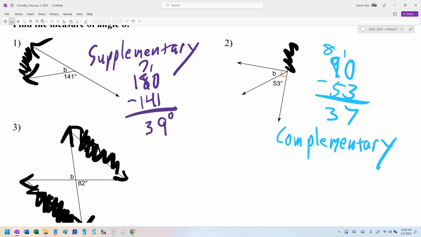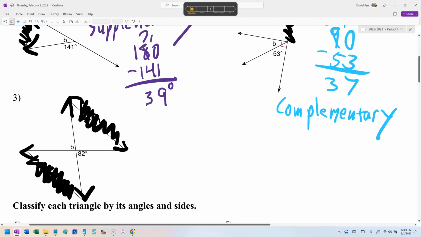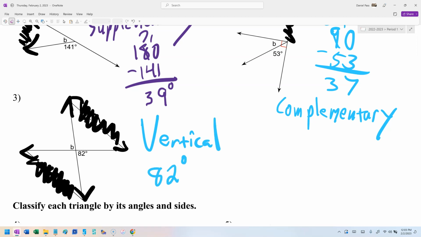Okay. And I think you're doing the next one too, right? Yeah. How do we do this one? The angle's vertical, so you just go across from each other. So it's 82 because it's across. It's equal. Alright. Very good. I got 98.